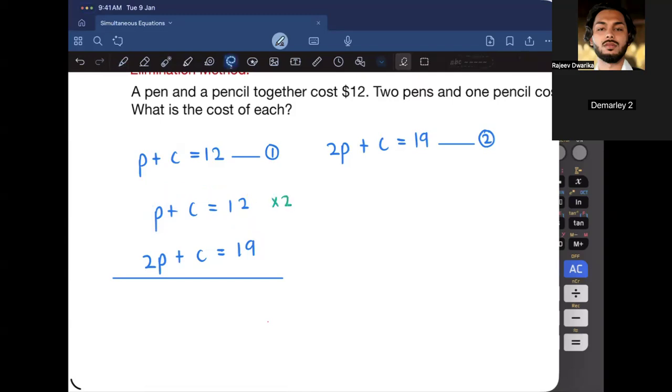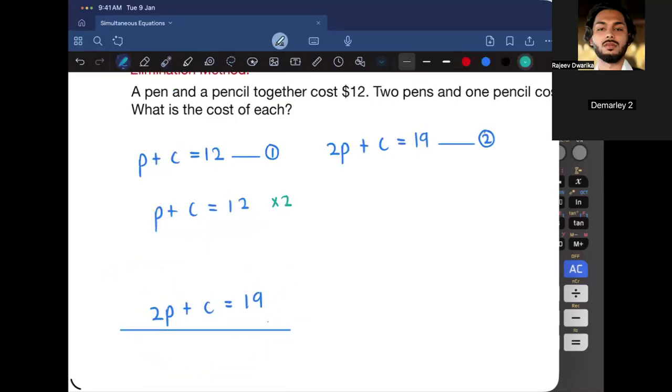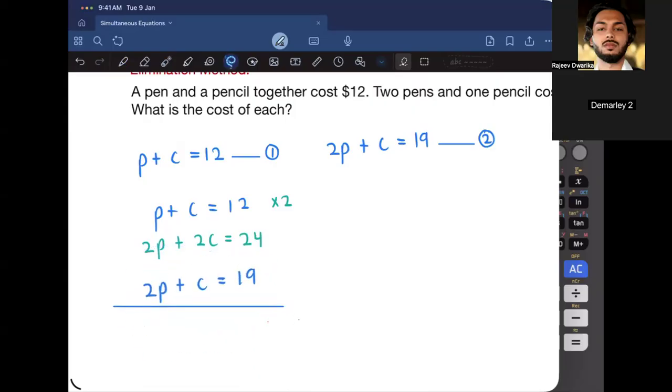So if I multiply that equation by 2, it's now going to turn to what? 2p plus 2c, right? Equal to 24. And I wanted to look at that new equation. Could I now add or minus to cancel off? So if I have 2P and I have 2P, what would I have to do with that so it will cancel off?